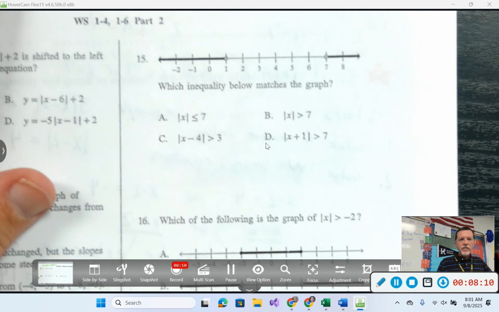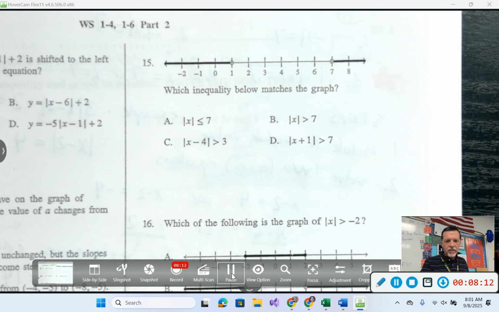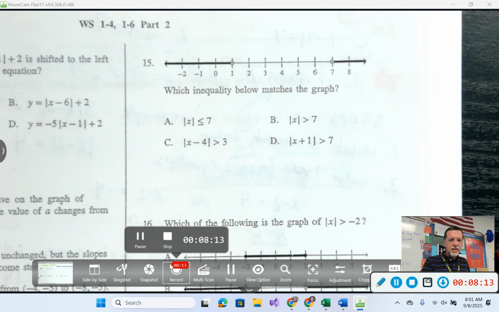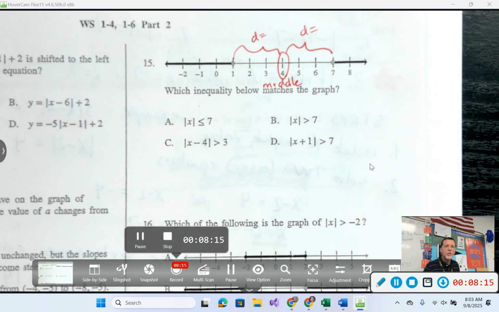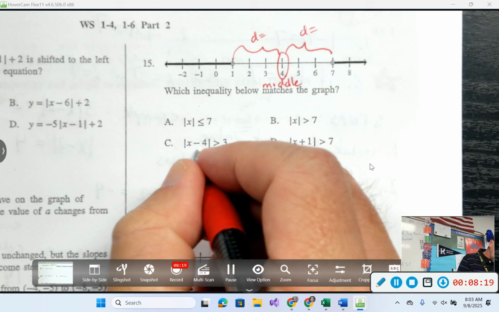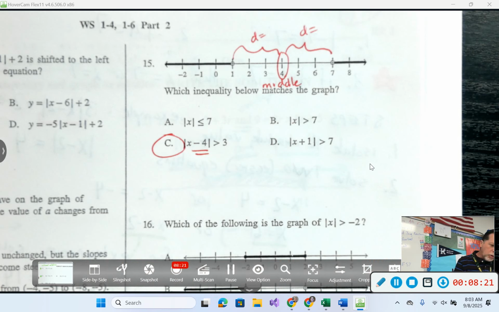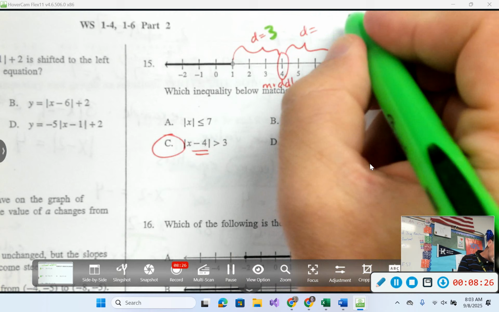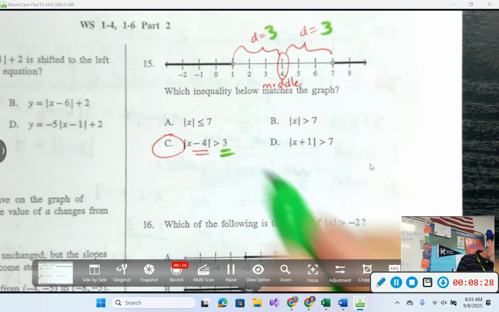Why don't you try 15? I'm going to pause the video and let you take a step. So which one is it? C. It's got to be C, because that's the only one that's gone right 4. I suppose we could check the other stuff. The distance to the edge is 3. So that matches.